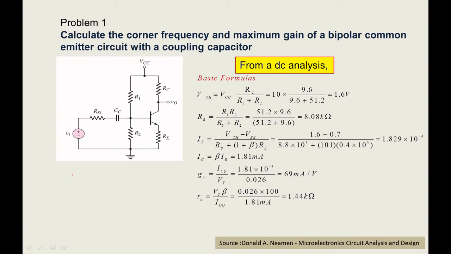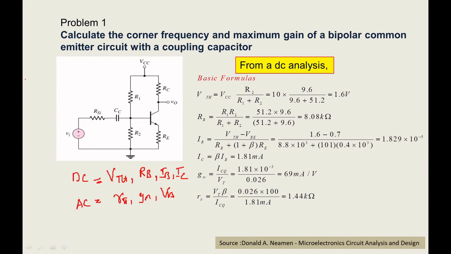So the first part is the DC analysis. In the DC analysis, it is the same for most problems: you want to find VTH, RB, IB, and IC. These are the DC points. After fixing the DC point, you want to find the small signal analysis parameters, that is R pi, GM, and VA. Here VA is given as infinity, so I am not calculating it.